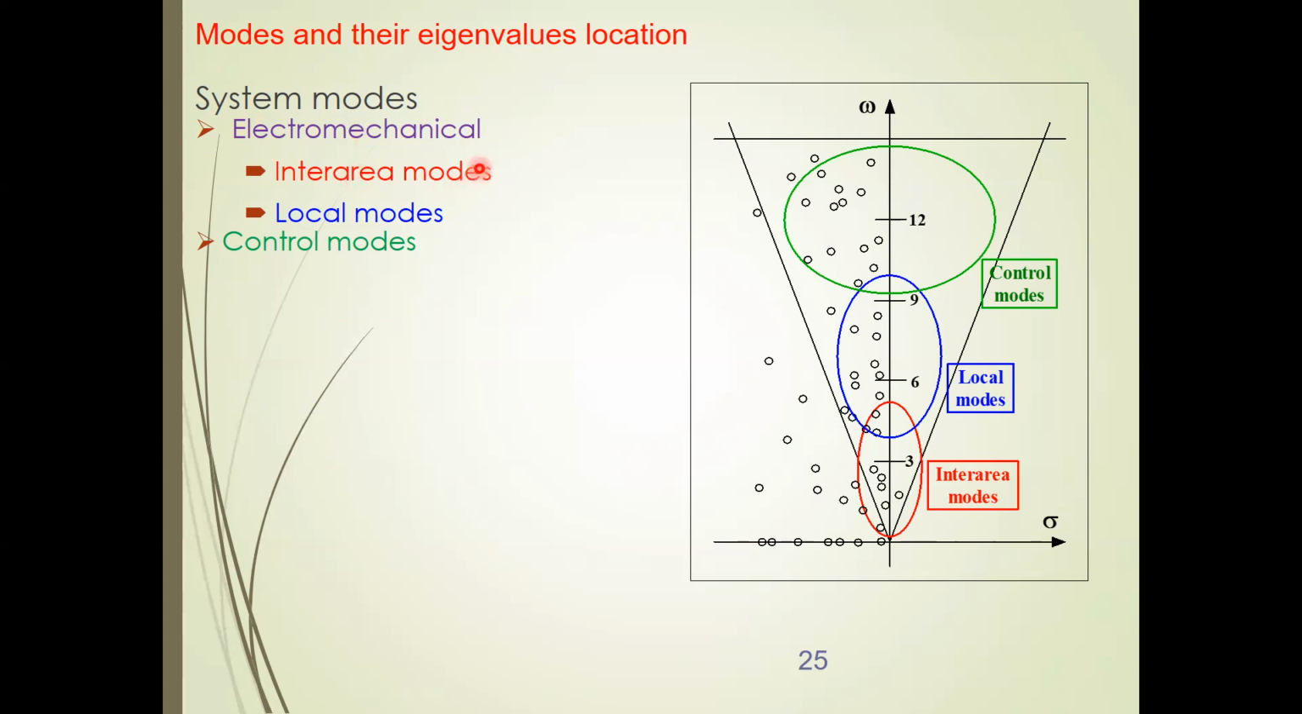Thus, the modes of oscillation associated with the angle, the inter-area oscillations or the local modes, are electromechanical. Sometimes we also say electromechanical oscillations, or rotor angle oscillations, or power oscillations. It is the same. When we say electromechanical, it refers to the rotor angle oscillations or the power angle oscillations.